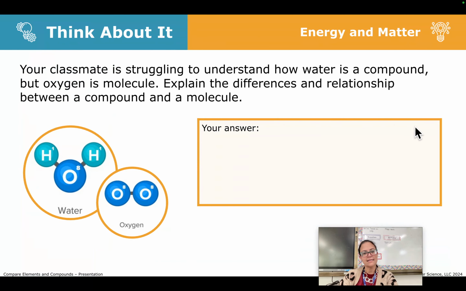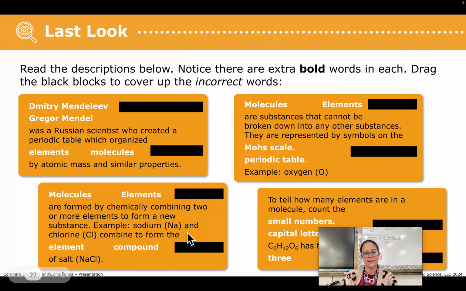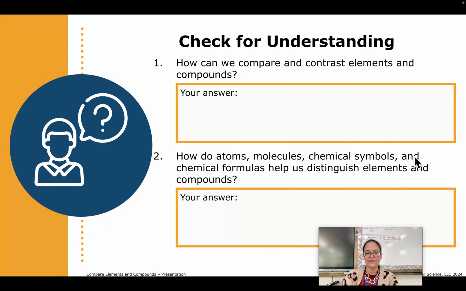Okay, so your classmate is struggling to understand how water is a compound, but oxygen is a molecule. Explain the difference and relationships between a compound and a molecule. So how are these things similar, the compound and the molecule? Because this is a molecule, but it's an element because it's just one type. All right, so read the descriptions below. Notice there are extra bold words in each, and you would look at, we're not going to do this because you can't drag it because it's a video.